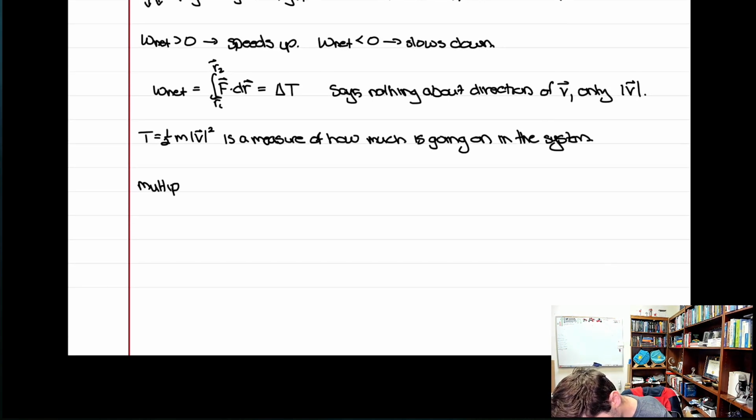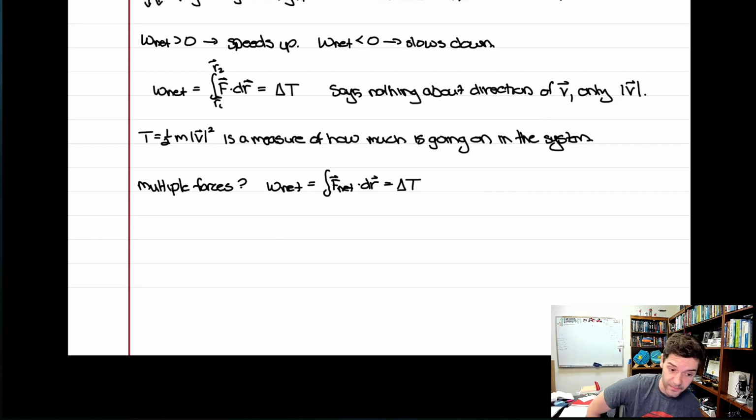What about when there are multiple forces? Well, the proof above is exactly identical, where you can say that the net work on an object, which will tell you ultimately how its kinetic energy changes, is just replaced not with F, but with F net dot dr. And that then still equals the change in kinetic energy for that particular particle in the system.